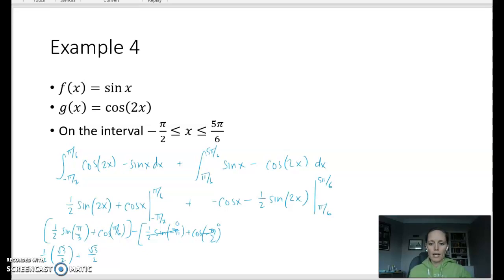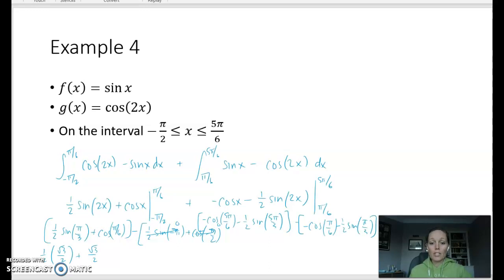So negative cosine of 5 pi over 6 minus 1/2 sine of 5 pi over 3. And then I subtract this and I'm evaluating my function at pi over 6, which I actually just did right over here on the left. So I have negative, oh no, I'm sorry, different function. Negative cosine of pi over 6 minus 1/2 sine of pi over 3.